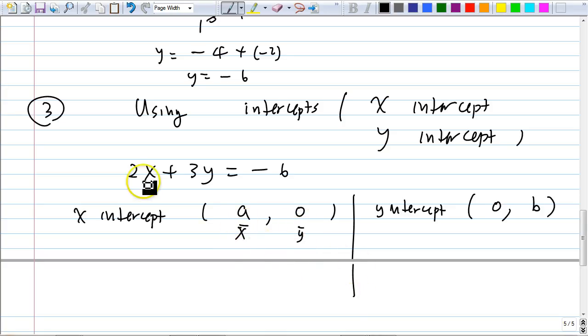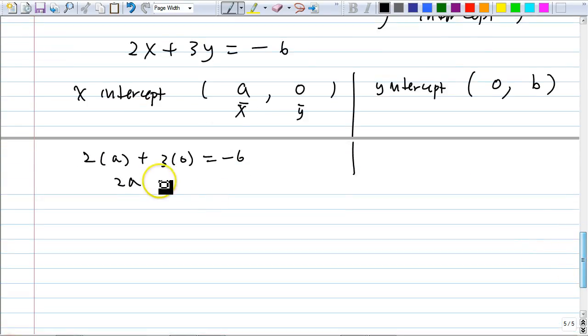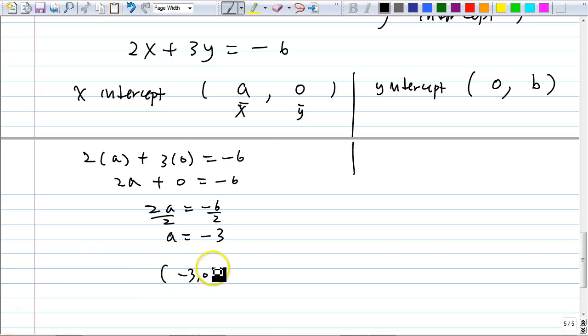So here's what I mean by this. Look at your equation. Plug in a for x, so you get 2 times a plus 3 times 0 equals -6. And if you solve for a, that gives you the x-intercept. Watch this. We get 2a plus 0 equals -6. So you get 2a is equal to -6. Divide both sides by 2. So a is equal to -3. So there it is. We have the x-intercept at -3, which means the ordered pair is -3, 0.